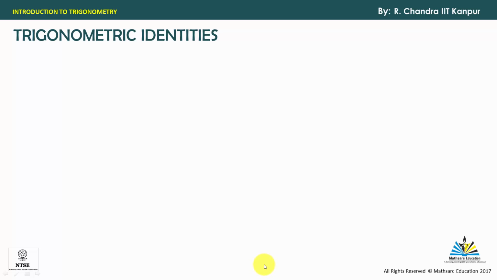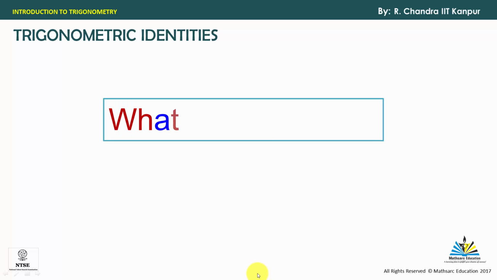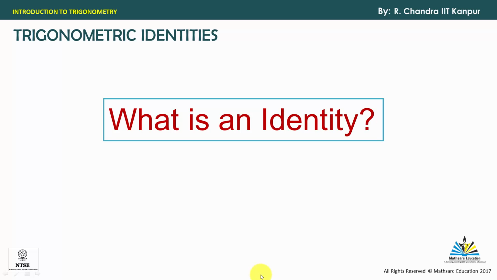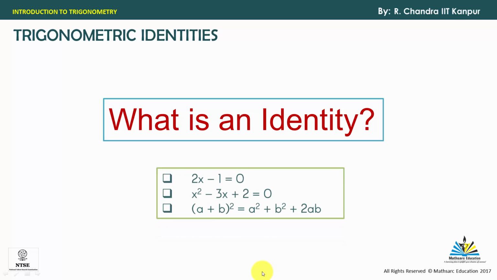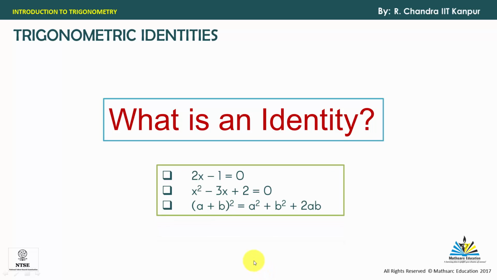Let's move on to the next subtopic, that is trigonometric identity. Now, what is an identity? To understand an identity, let's have some equations here. As you can see, 2x minus 1 equal to 0. This is one equation. This is another, and third is another equation.